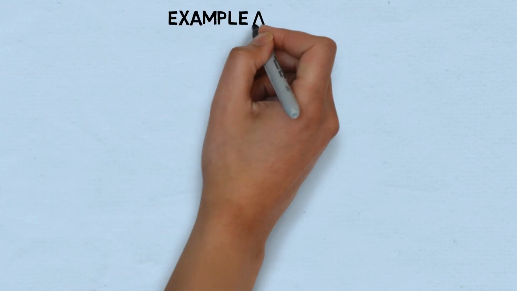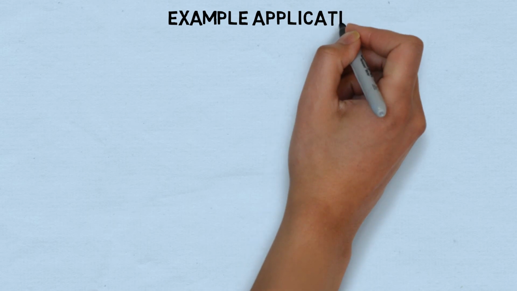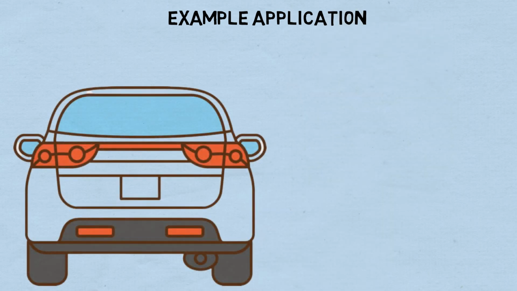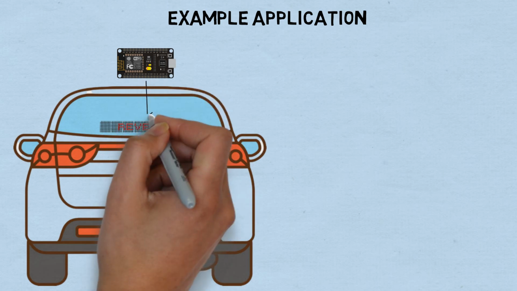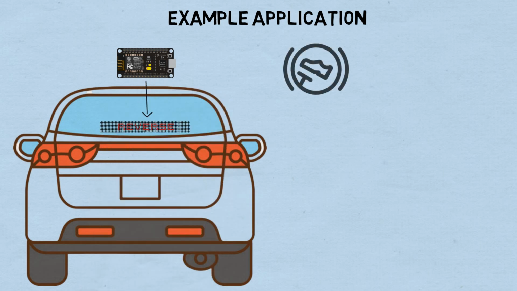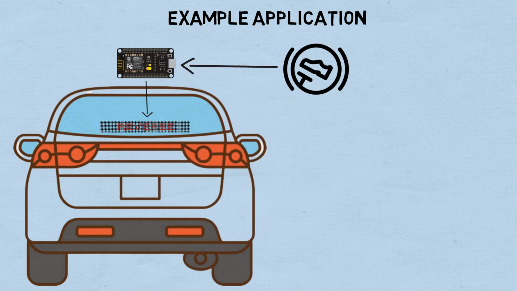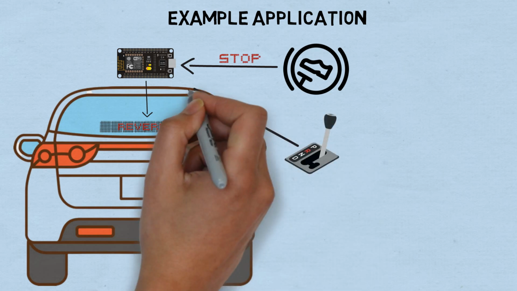As an example application, we can use this concept to create a rear window scrolling sign board for a car. Put the LED matrix on the car rear window, controlled by an ESP device to show the scrolling text sign. Connect ESP to the brake signal to show stop blinking text. And then, connect ESP to the reverse signal to show reverse blinking text.